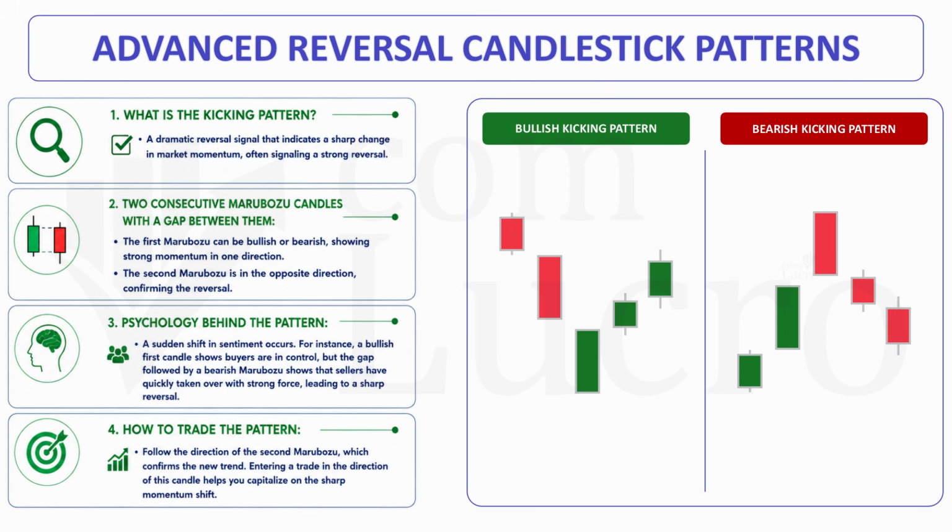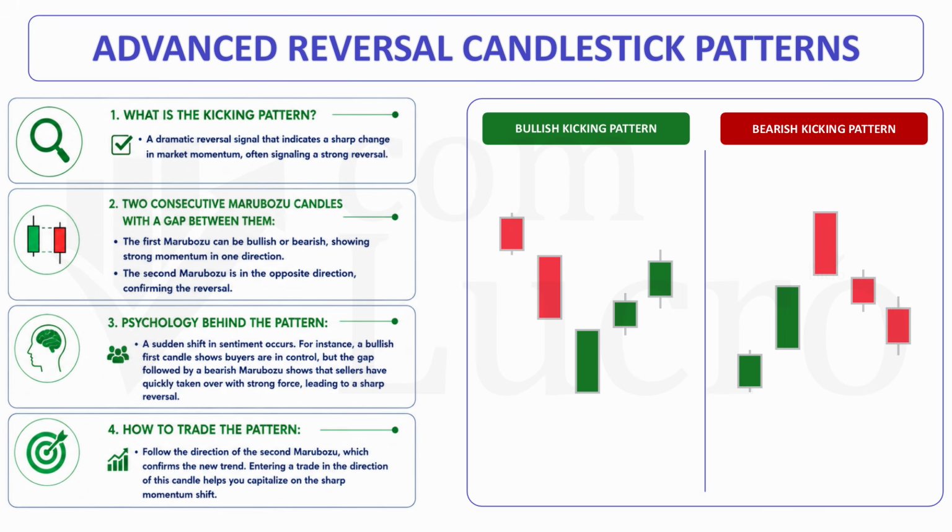In the case of the kicking pattern, the first Marubozu can be either bullish or bearish, followed by a gap and the opposite Marubozu, one bullish and one bearish, indicating a sharp reversal. The psychology behind this pattern is that the market experiences a sudden and forceful shift in sentiment. For example, if the first candle is bullish, it shows that buyers are in complete control. However, the gap, followed by a bearish Marubozu, demonstrates that sellers have taken over just as forcefully, leading to a strong reversal. How do we trade the kicking pattern?